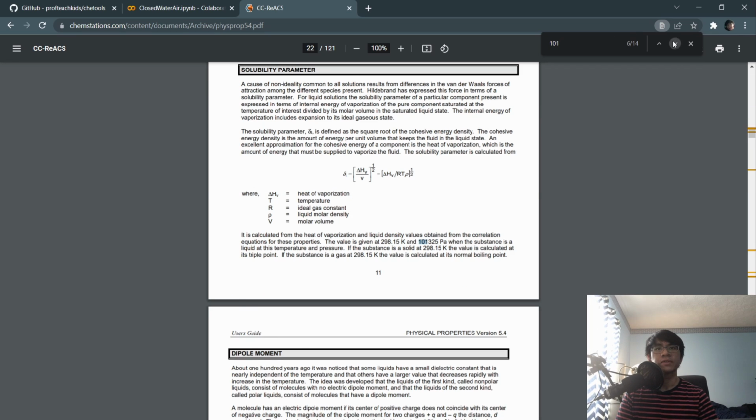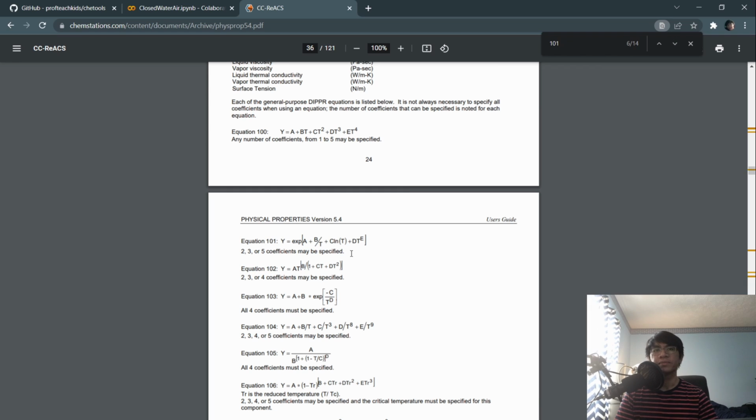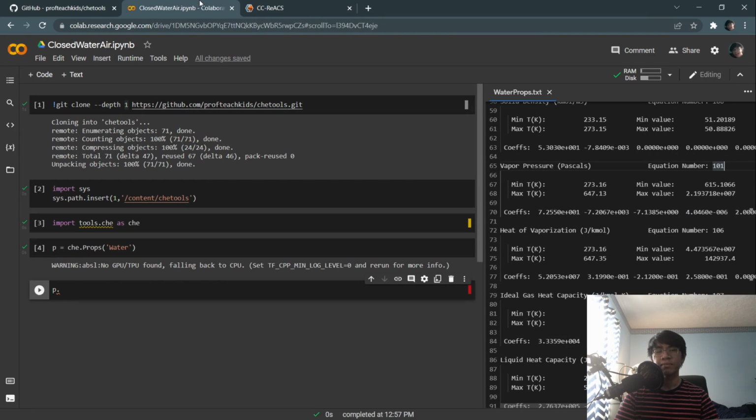Should be somewhere here. Right here, equation 101. So you can see it, 1, 2, 3, 4, 5 parameters versus the A, B, and C that the Antoine equation uses. And that just makes it a lot more accurate because we aren't doing it by hand, we aren't plugging in. It's the computer doing it for us, so obviously we want it to be as accurate as it can be.